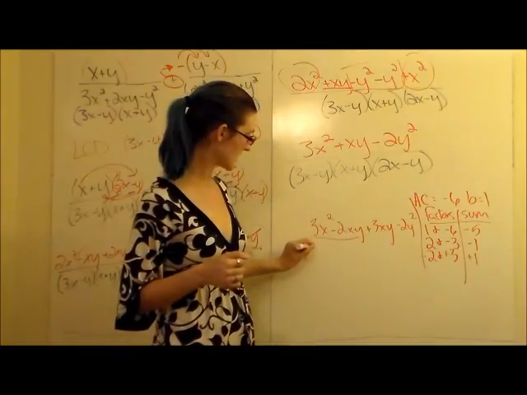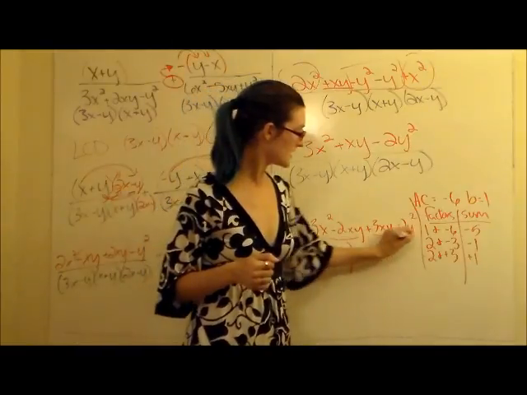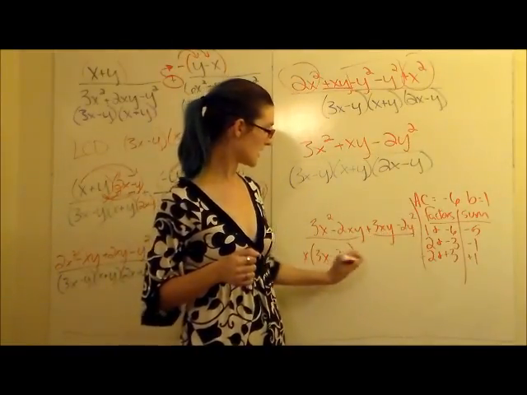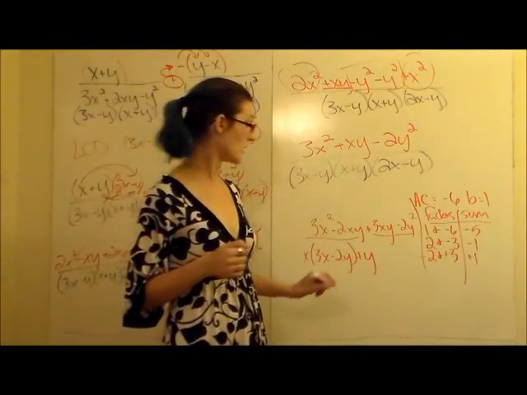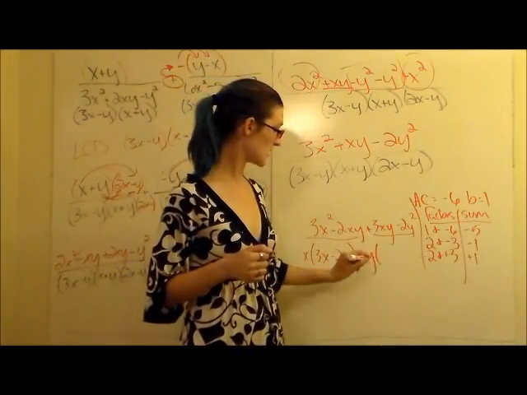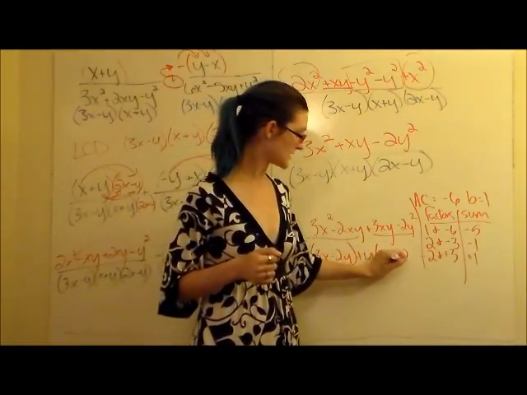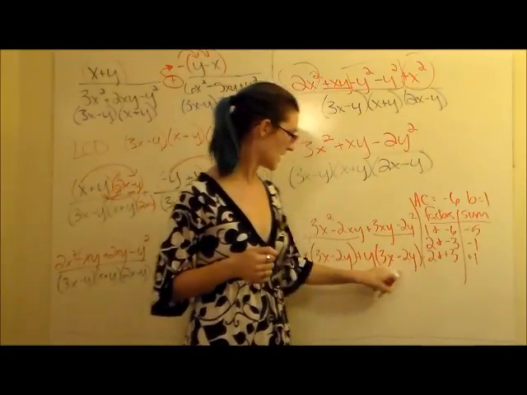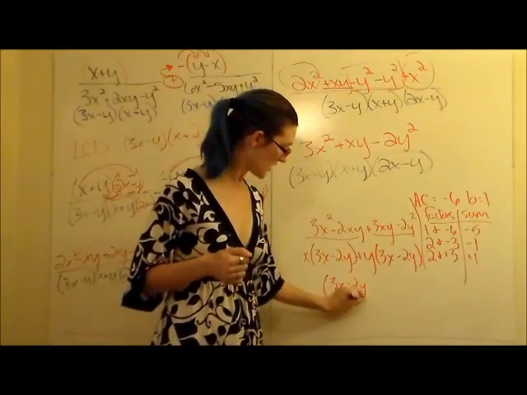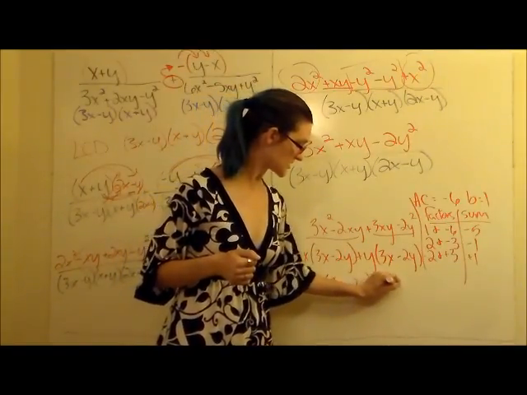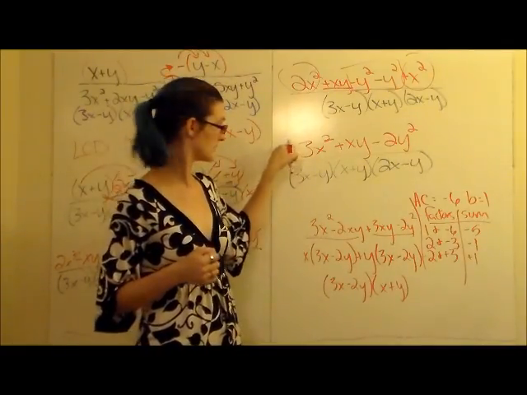GCF, take an x out, leaves me with 3x minus 2y. GCF again, we have a y in both. First sign was positive, so there's going to be a plus sign in front of that y. Left over, 3xy divided by y is 3x. Negative 2y squared divided by y is negative 2y. Inside the parentheses are the same. 3x minus 2y. X plus y would be left over. So that's the factored form of that numerator.